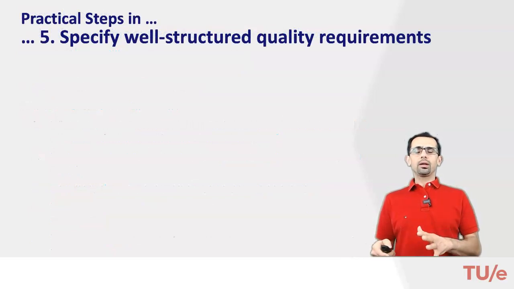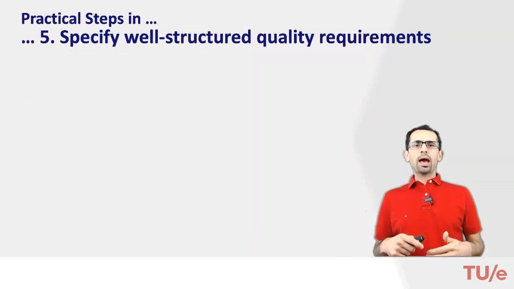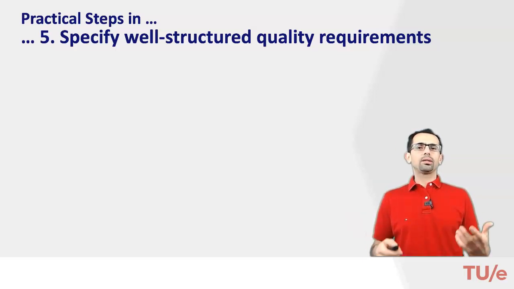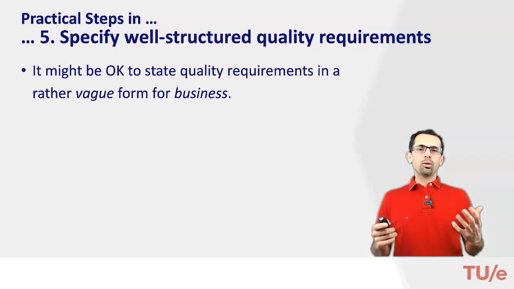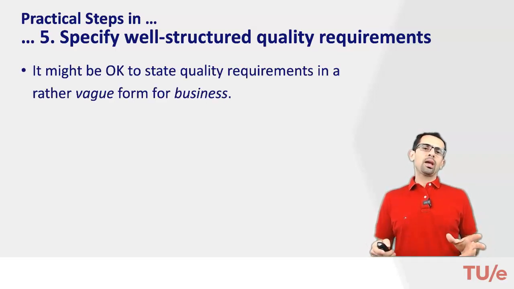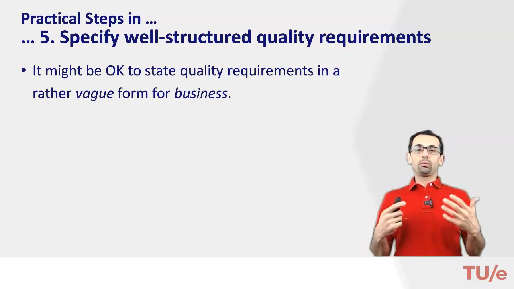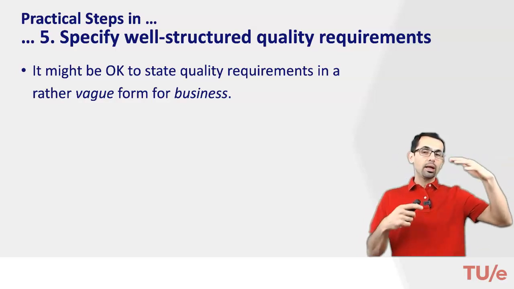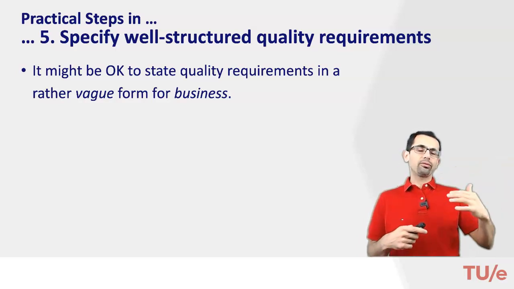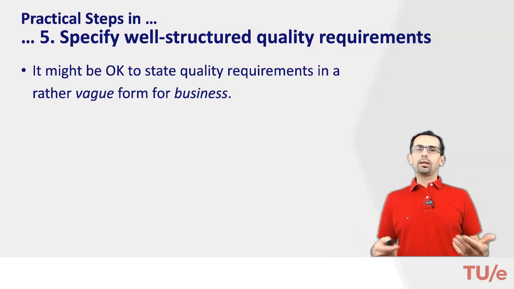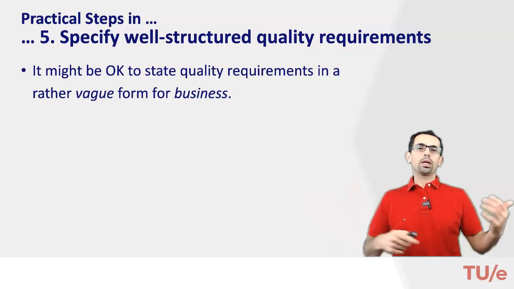The fifth in this practical set of activities or steps to be done is to specify well-structured quality requirements. Okay, so it might be okay to state such requirements in a kind of vague form for business. Okay, at the highest level, like at the business level, or if we are specifying things for top management executives, it might be okay to say that it will be very user-friendly and so on and so forth.